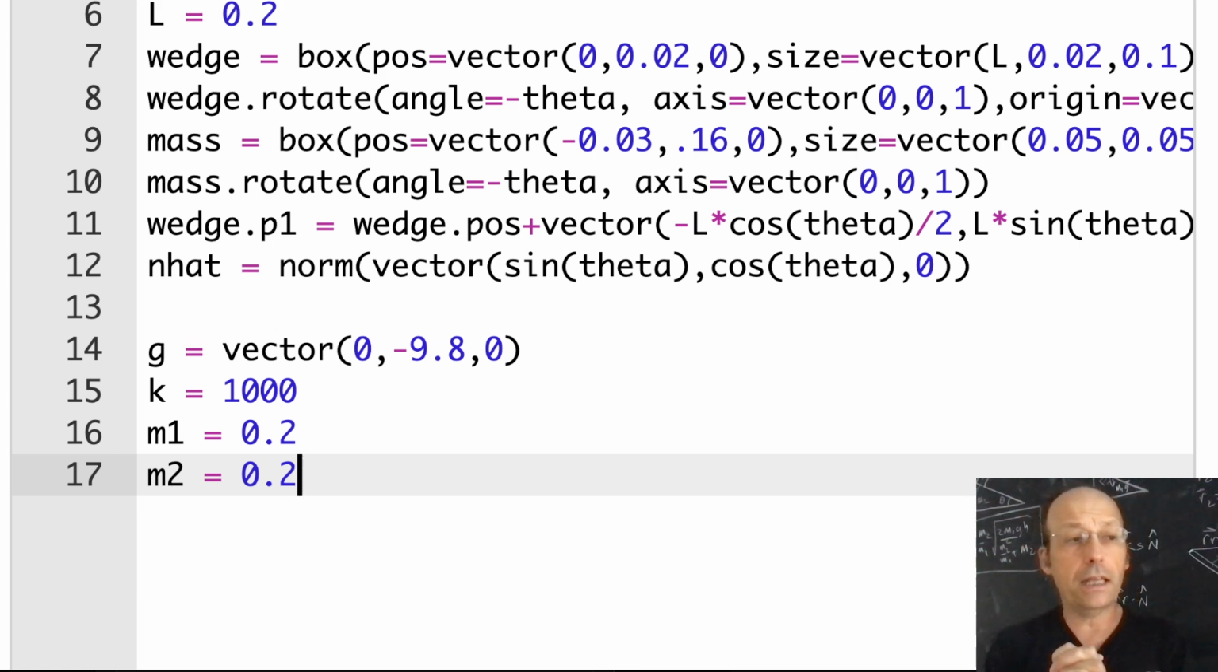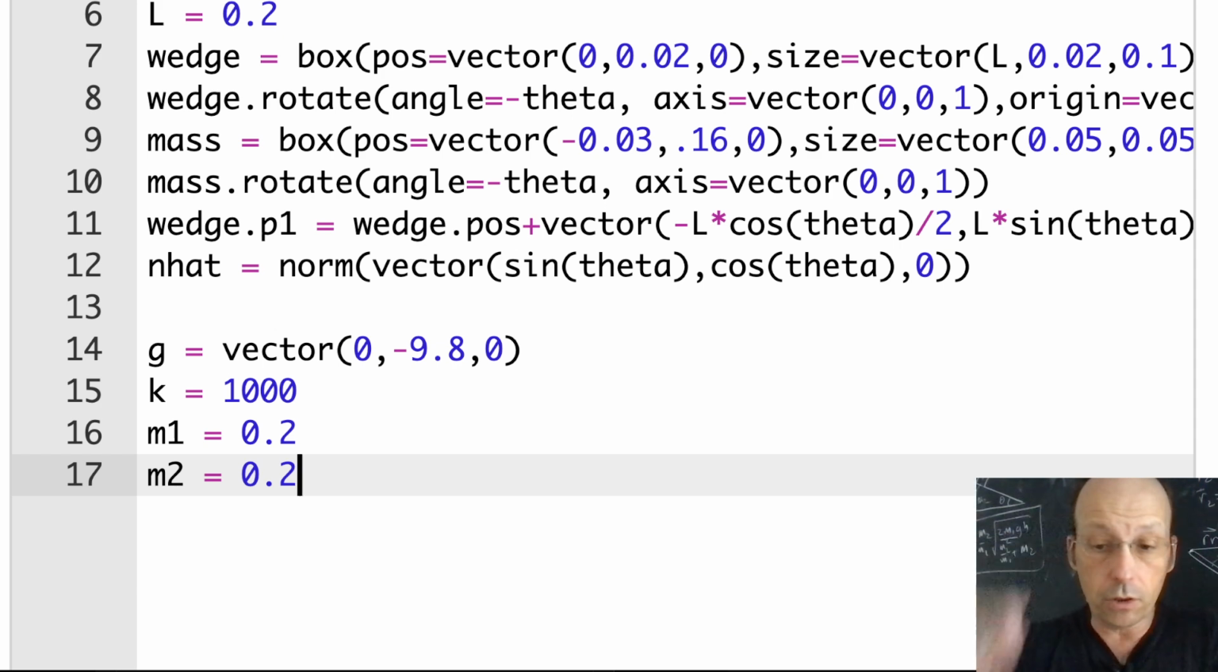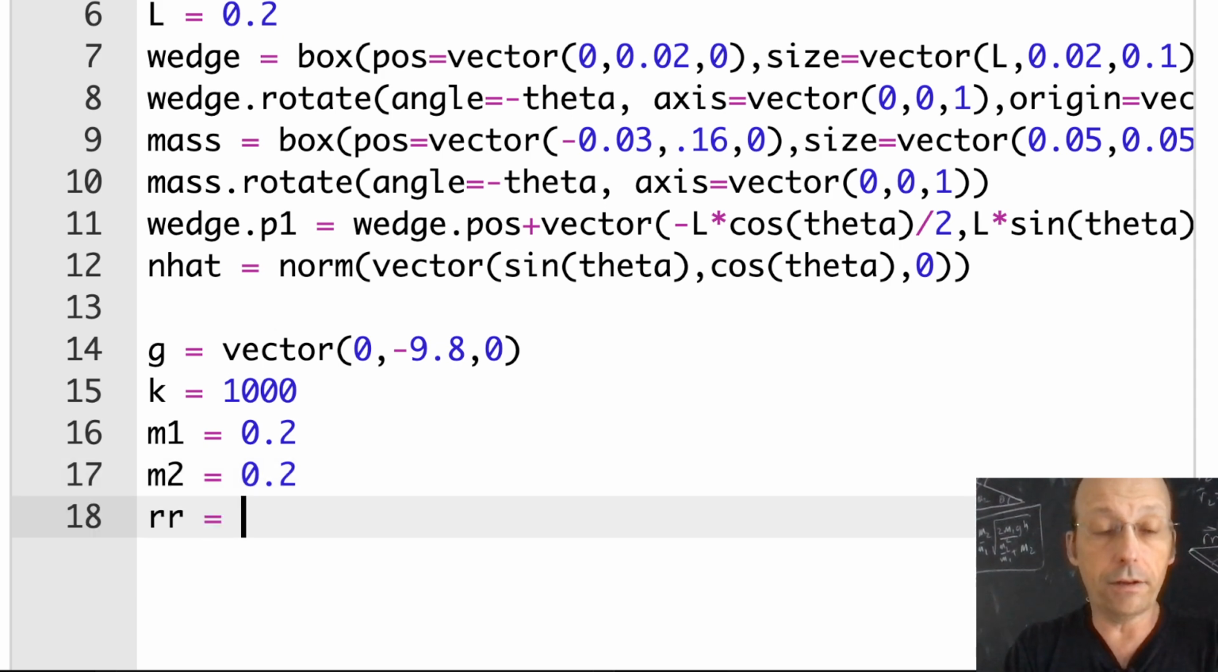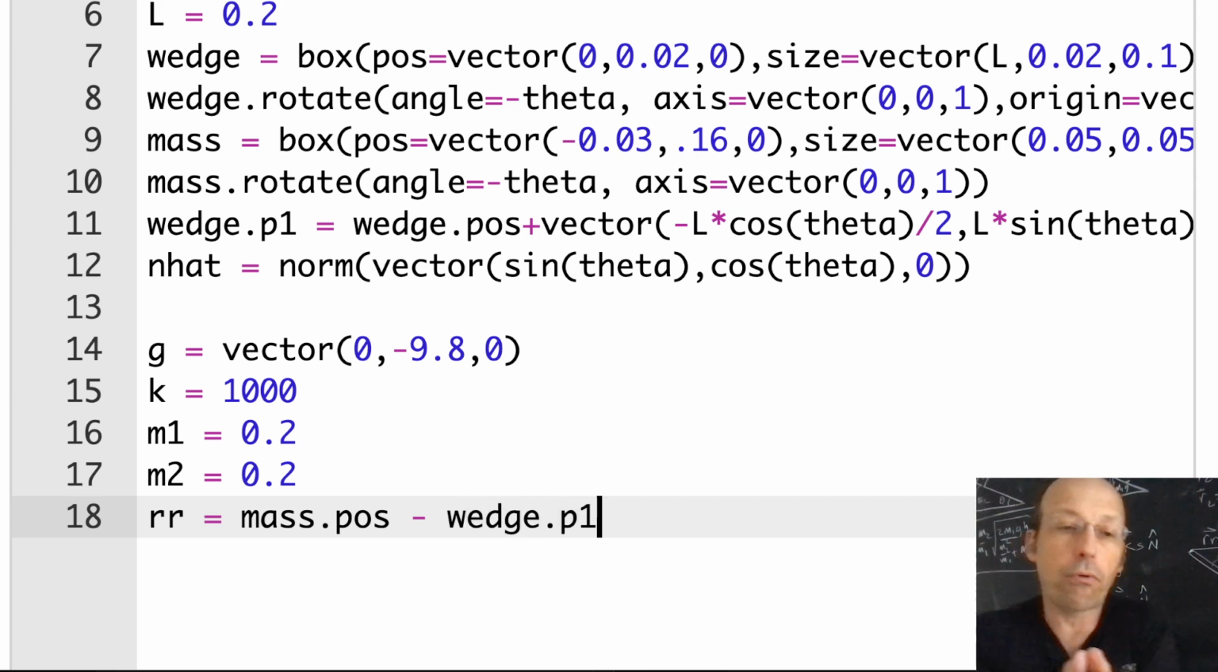Now I need to calculate that initial S0, right? How far above the wedge does it start? I'm going to say it's at 0, right? I need to know what that value is. So RR is going to be the vector from the wedge to the box, which I call mass. Mass.pos minus wedge.p1.